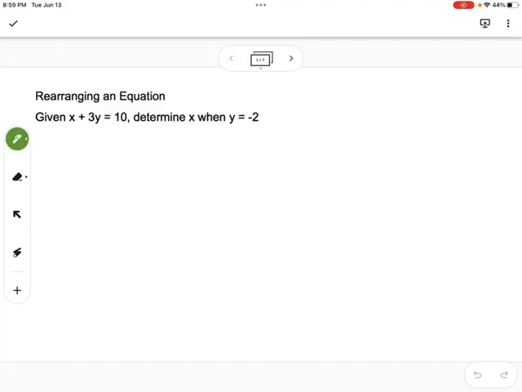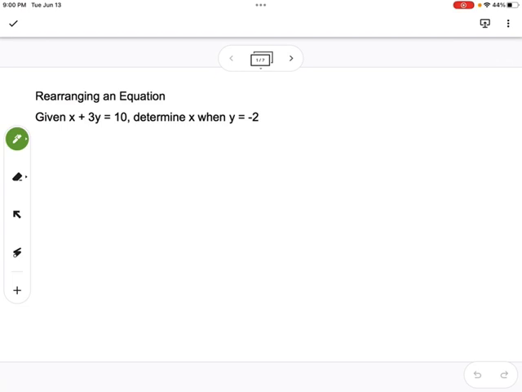So today's exam review is going to focus on linear relations. So we want to be able to rearrange our equations and solve for unknowns, as well as graph lines and find points of intersection. So the first question here, we want to rearrange an equation. So given x plus 3y equals 10, we want to determine x when y is negative 2.